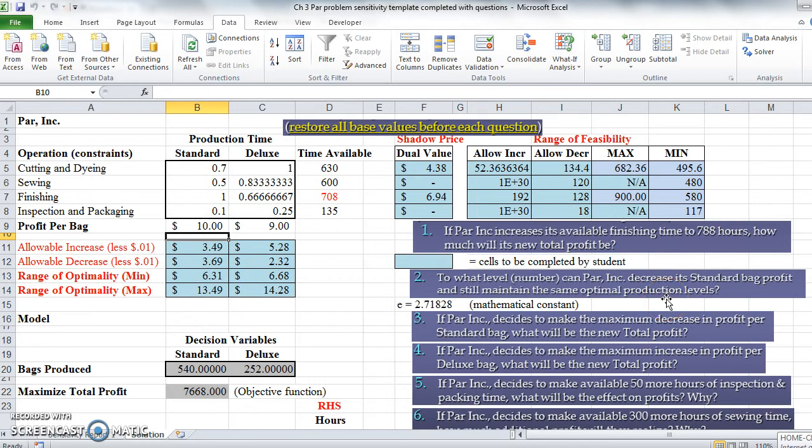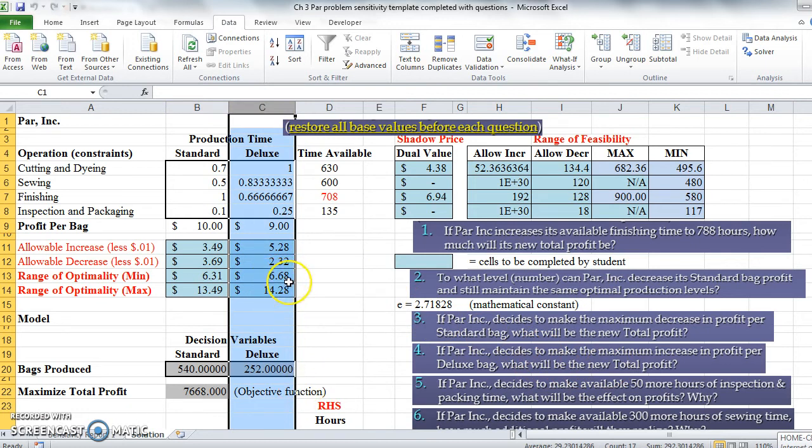Okay, let's pick up where we left off. And we just answered question 3. Let's answer question 4. If Par Inc. decides to make the maximum increase in profit per deluxe bag, what will the new total profit be? Well, now we're dealing with column C.